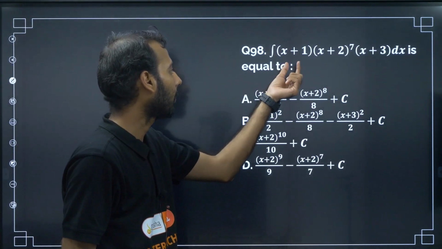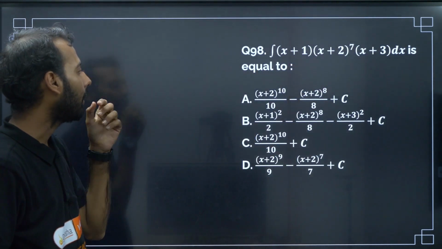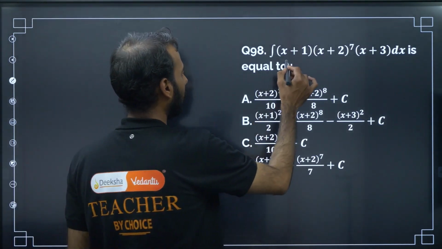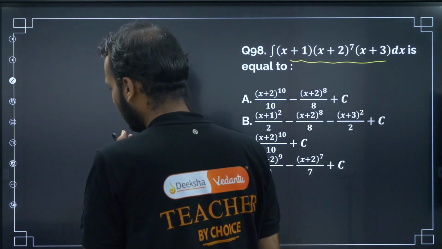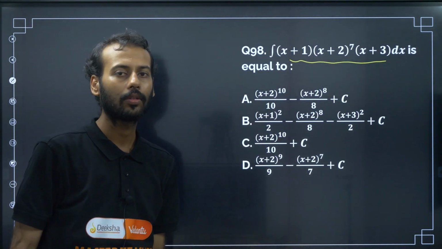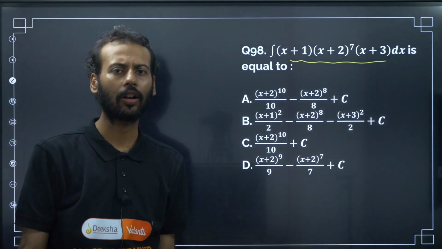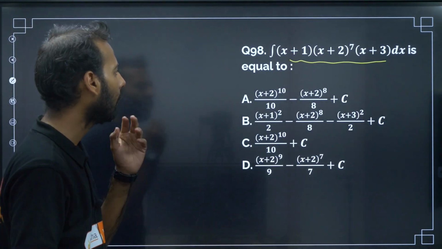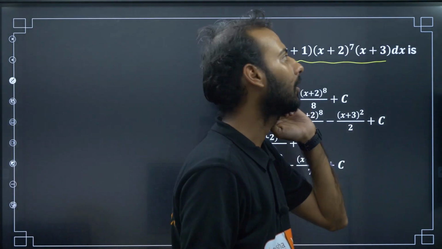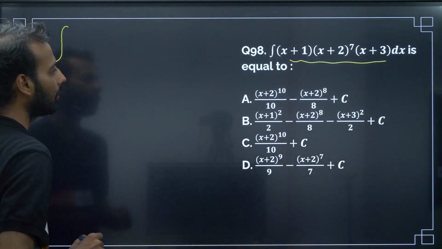Integration of x plus 1, x plus 2 power 7, x plus 3 dx is equal to... So this is integration of algebraic functions. This is not there in any standard form. Standard form of such integration is not available. Since it is an algebraic expression, if standard forms are available, it's okay. If standard forms are not available, then for this algebraic expression we have to manipulate. Manipulation is the only way. So how to manipulate this?